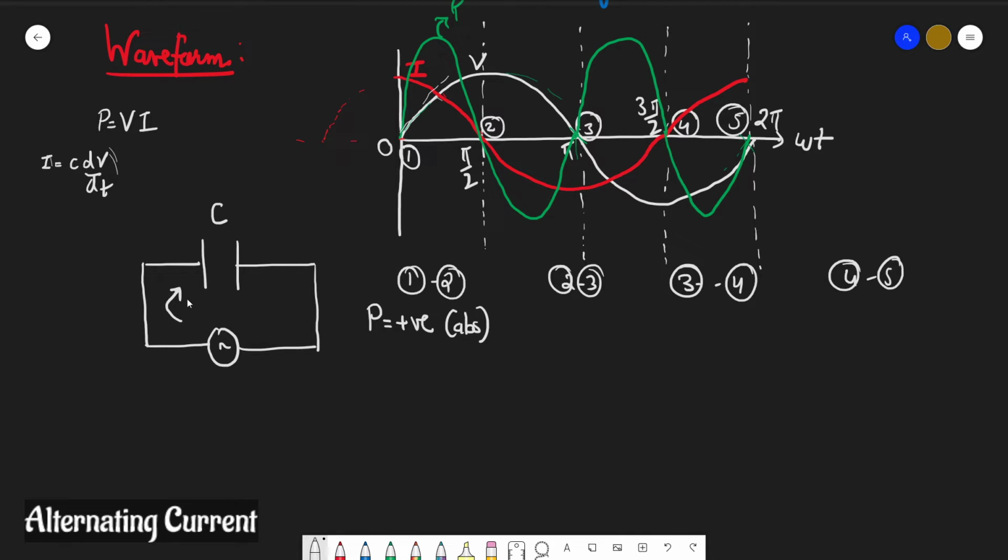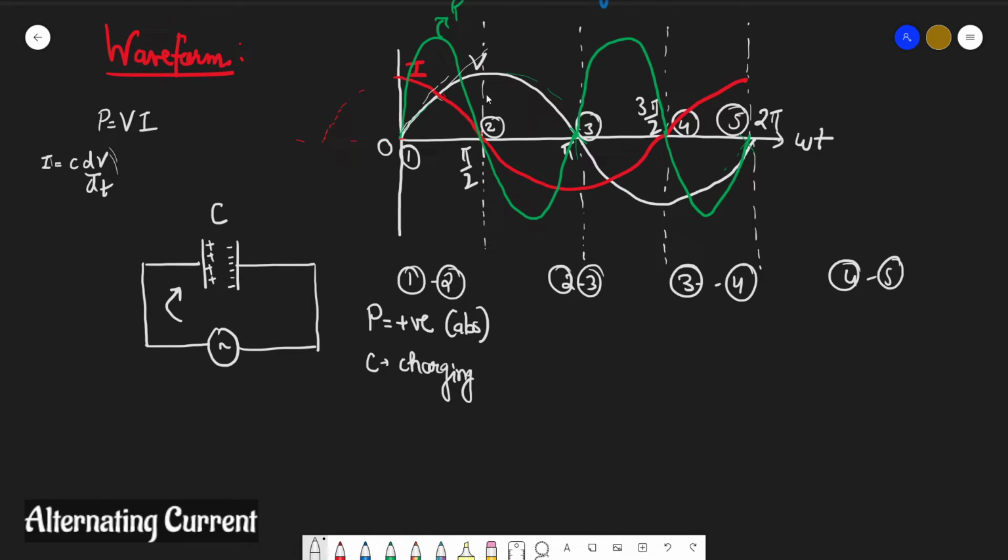I am drawing this circuit now specifically for the 1 to 2 interval. The current direction is like this and the slope of the voltage is increasing, dv by dt is on the increasing side. So it appears that charge is getting accumulated on this capacitor. By this polarity, as the current is in that direction, the charge is getting accumulated on the capacitor as the voltage slope is positive. So I will say the capacitor is in the charging state here.